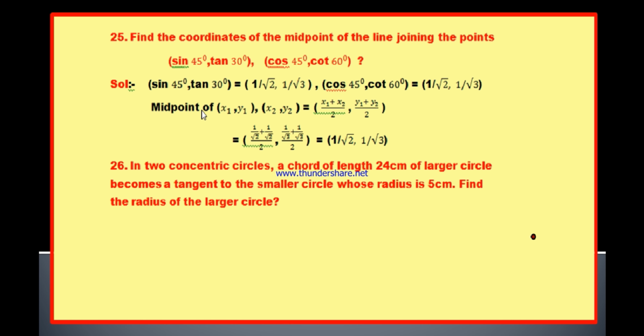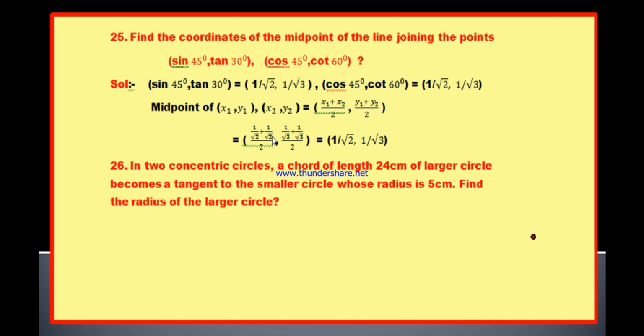Now we are asked to find the midpoint. Midpoint of (x1, y1) and (x2, y2) is ((x1 plus x2) by 2, (y1 plus y2) by 2). Here x1 and y1 are the coordinates of the first point and x2 and y2 are the coordinates of the second point. x1 is 1 by root 2 and y1 is 1 by root 3 and x2 is 1 by root 2 and y2 is 1 by root 3. Then (x1 plus x2) by 2 is (1 by root 2 plus 1 by root 2) by 2, and (y1 plus y2) by 2 is (1 by root 3 plus 1 by root 3) by 2.